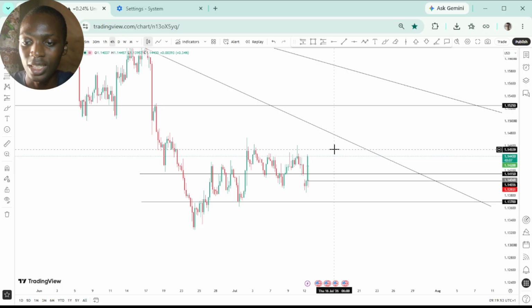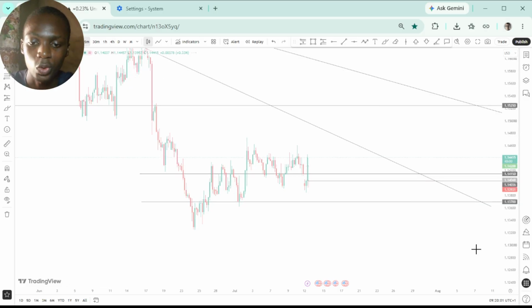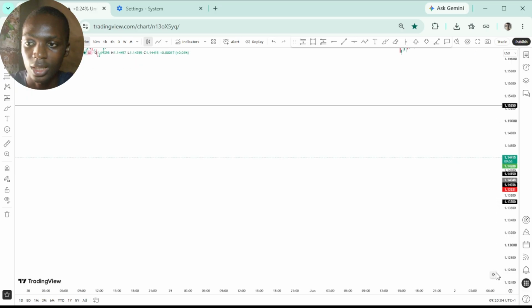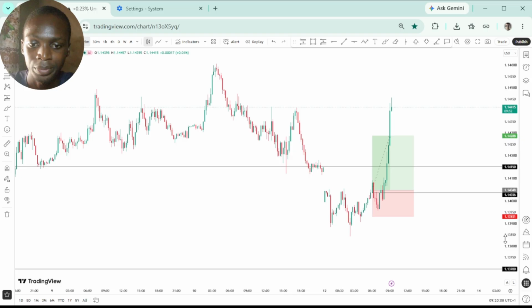So overall, the market is heading up to our trend line. So any opportunity we see that, we can quickly scalp, we can quickly trade it on the 15 minutes time frame based on that. Let me switch to the 15 minutes time frame and show you exactly what I traded on EUR/USD. The trade I traded on EUR/USD is a 1:2 trade.